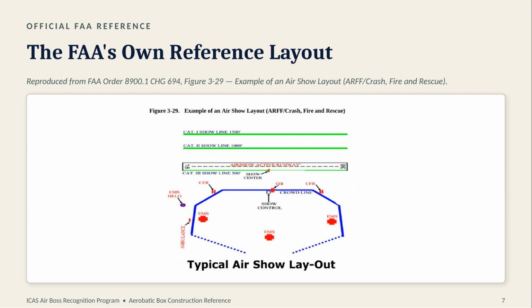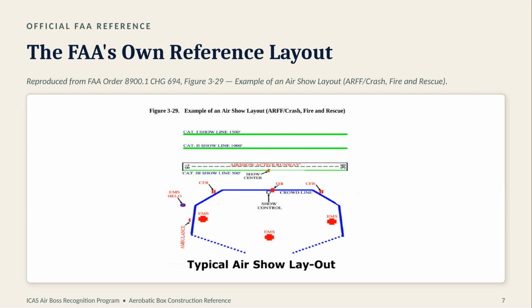The crowd line itself runs along the near side, shown as a thick blue boundary, and it's shaped with angled ends rather than a straight rectangle, tapering back from the corners. Show center sits at midfield on that crowd line, right where the show control position is marked. Notice the emergency response layout built around the crowd line. CFR, Crash Fire Rescue, positions are staged at the corners and at show center. EMS ground units are spotted inside the crowd line perimeter, and an EMS helicopter pad sits off to one side, clear of the box. 2 dotted lines extend from the crowd line's outer corners. Those are ambulance egress routes, planned in advance rather than improvised during an emergency.